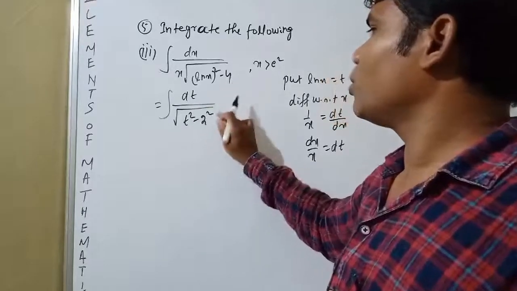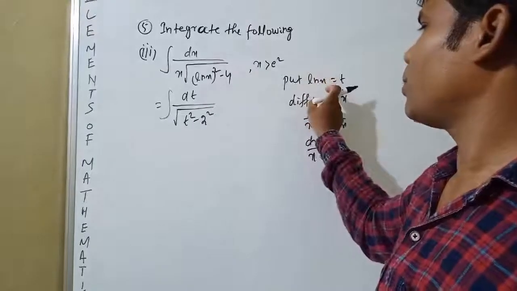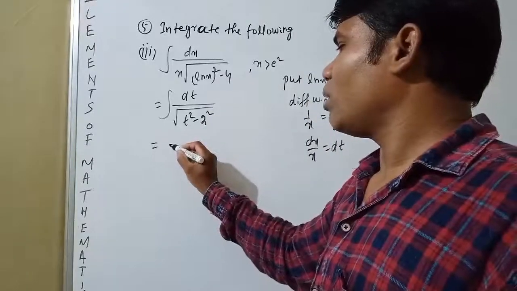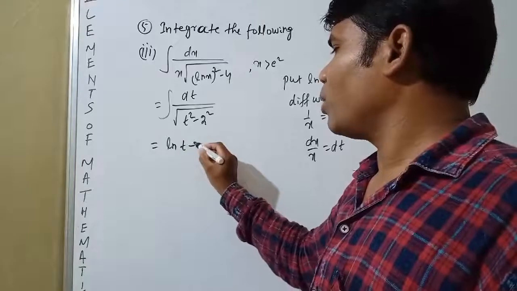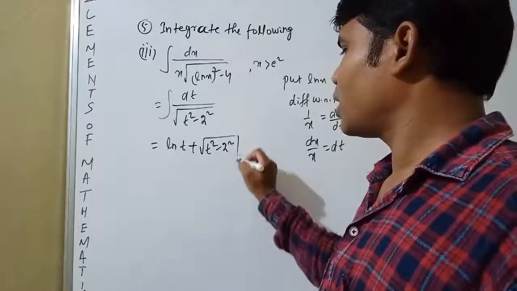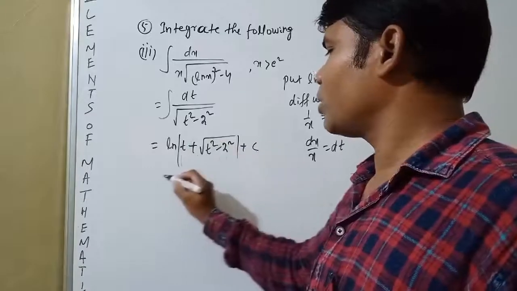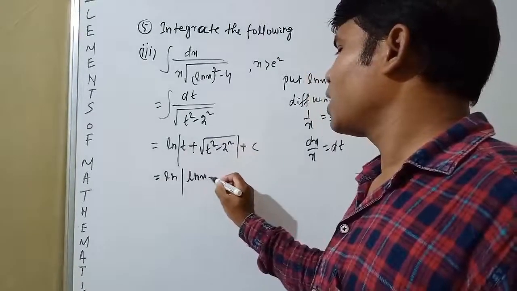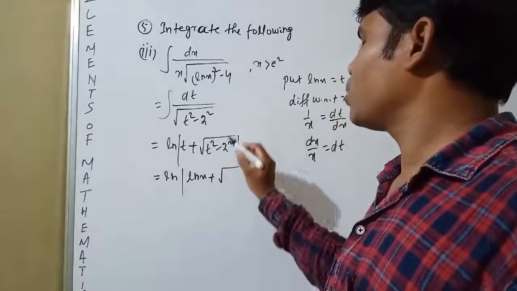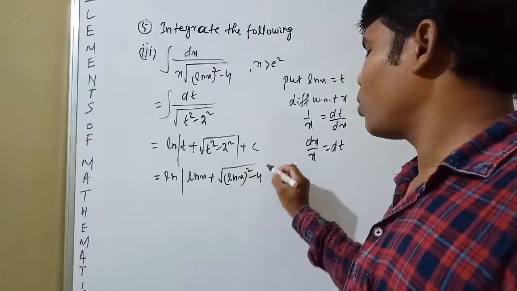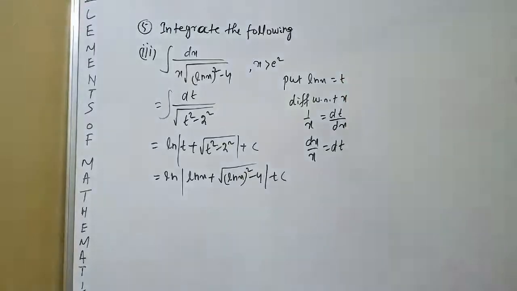You see 4 is equal to 2 square, ln x is equal to t you have taken, that is t square minus 2 square, is equal to ln t plus root over t square minus 2 square plus c. Okay, is equal to ln, t means how much, ln x plus root over t square minus 2 square, that is ln x whole square minus 4, plus c. Pause the video, note it down.